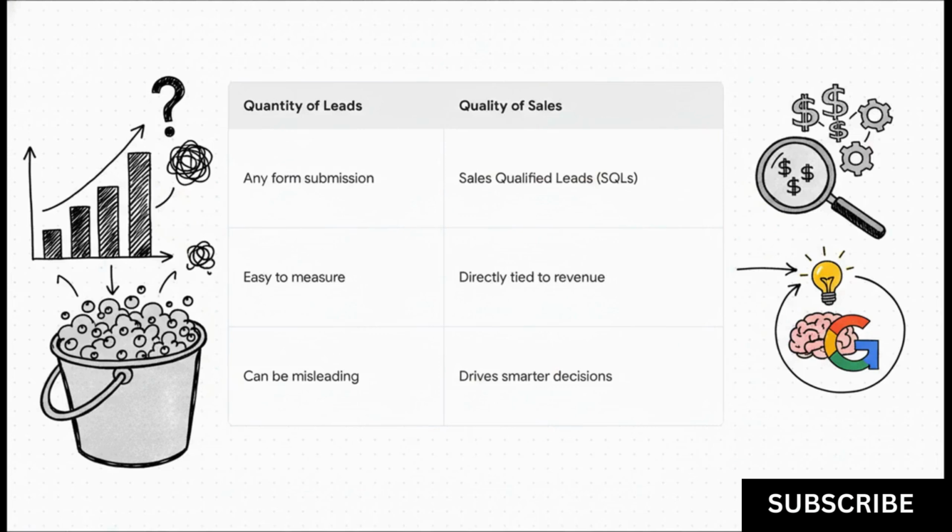This really breaks down the core issue, right? On one side, you've got the quantity of leads. Basically, any form submission counts. It's super easy to measure, and it definitely makes our dashboards look busy, but it can be so misleading. But then, on the other side, you've got the quality of sales. We're talking about tracking actual sales qualified leads, or SQLs. This is what's directly tied to revenue, and this is the crucial part. It lets Google's algorithm make way smarter bidding decisions for you.